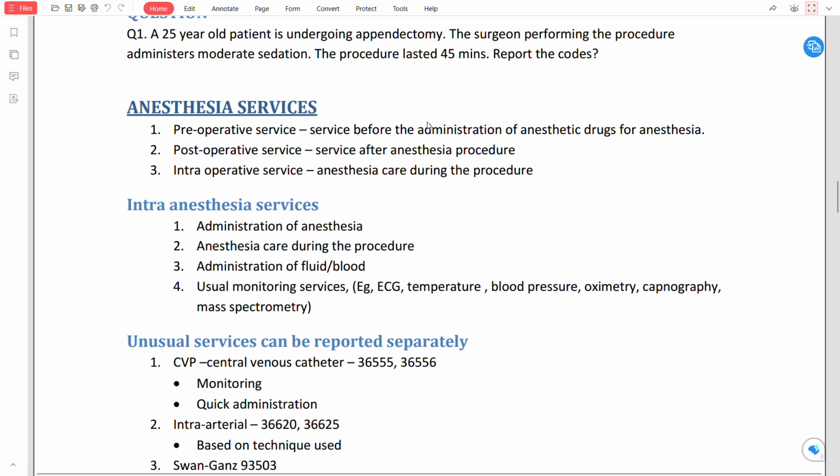Next is related to anesthesia services. There are three types of services including anesthesia. First one, pre-operative service. Second one, post-operative service. Third one, intraoperative service. So pre-operative service means a service before the administration of anesthesia drugs, and post-operative service means after the anesthesia procedure. Intra means during the procedure.